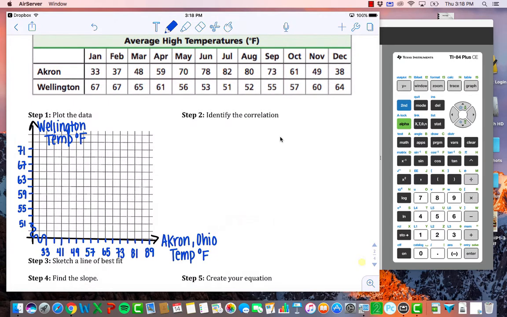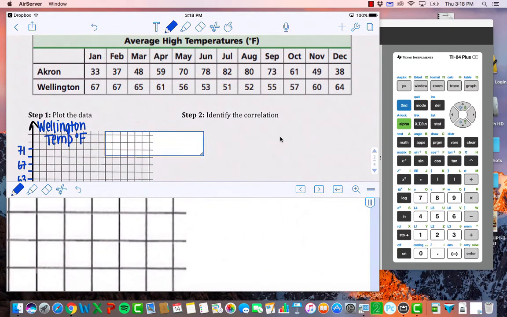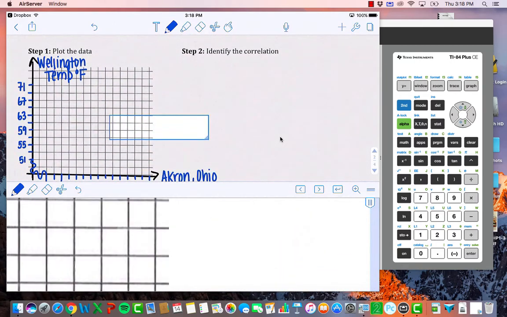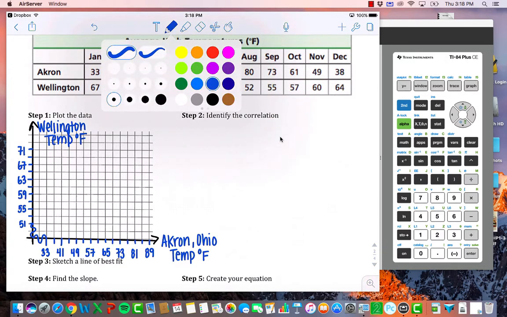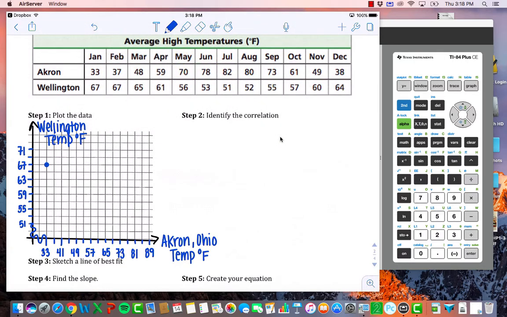This might be the annoying part of the video because I will be listing a bunch of numbers. So if you want to plot the scatter plot on your own and then fast forward through this part of the video, I would recommend it unless you want to watch me plot all these points. So my first point on the table is (33, 67). I then have (37, 67), so somewhere right there. (48, 65), somewhere right there. (59, 61), somewhere right there.